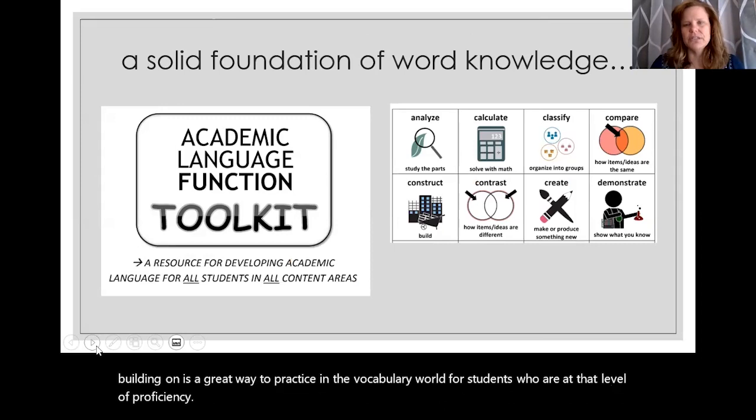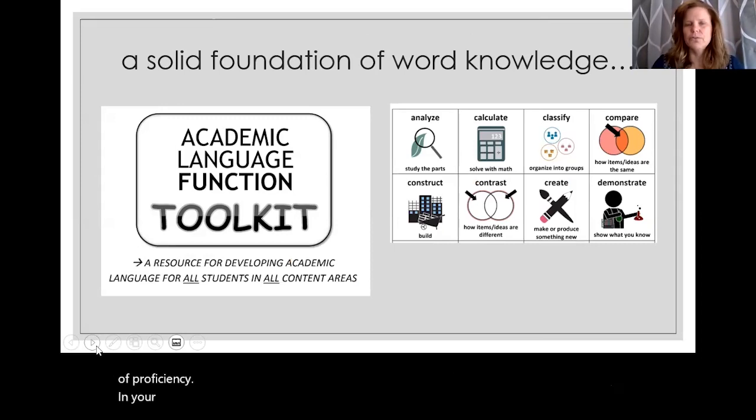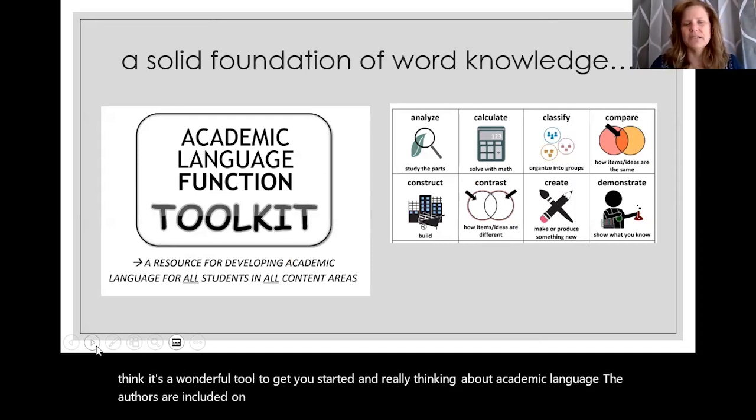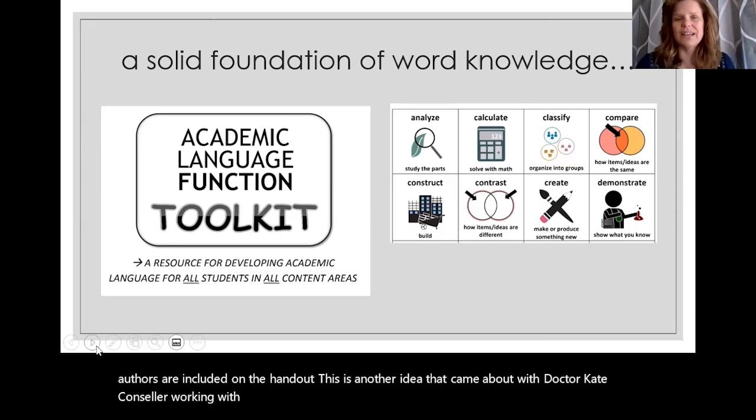In your download section, I put a tool for you, this Academic Language Function Toolkit. I love it. I think it's a wonderful tool to get you started in really thinking about academic language. The authors are included on the handout. This is another idea that came about with Dr. Kate Kinsella working with a school district, and they developed this.